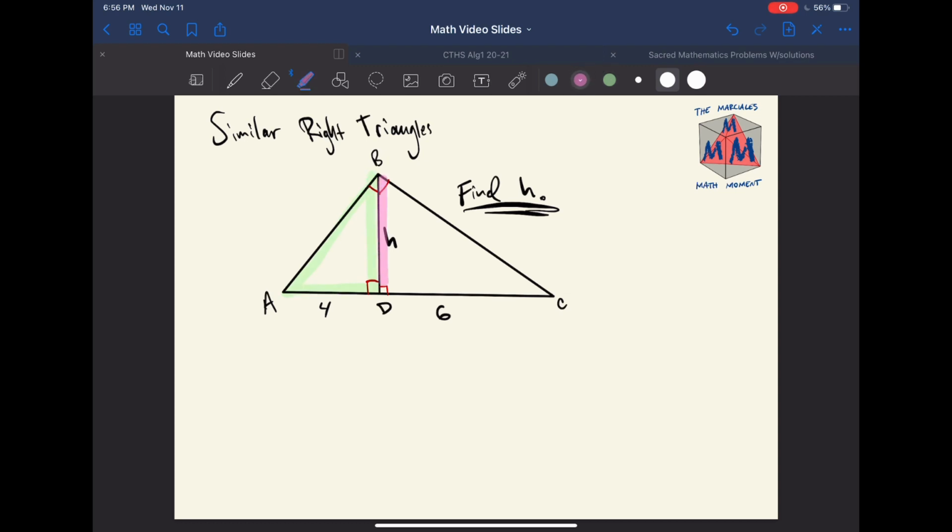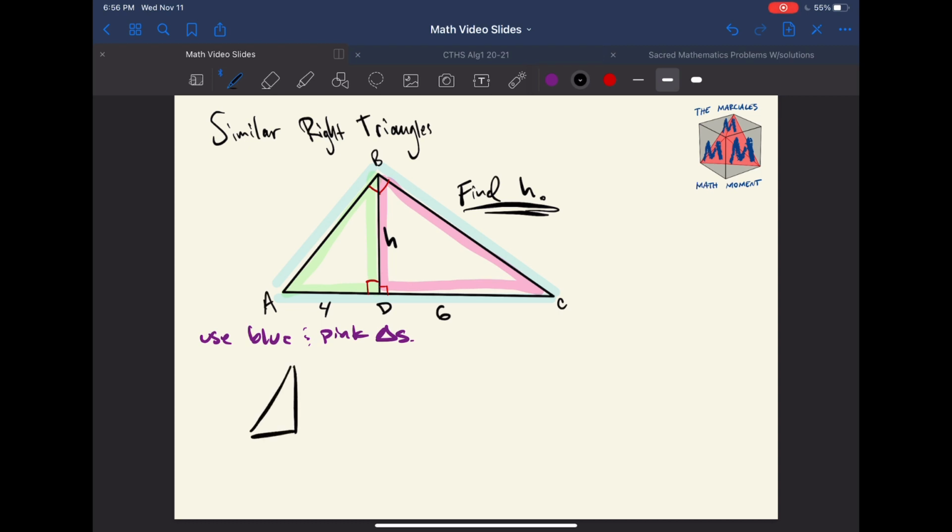So here we have a right triangle ABC, and we have these two lengths down here. AD is 4, DC is 6. And we're looking for the height of the big triangle, the big blue triangle. What's the height there? Or the altitude. We labeled it H for height. Well, because they're similar, I'm going to use the green and pink triangles. I wrote blue and pink triangles on the slide, but that's a mistake.